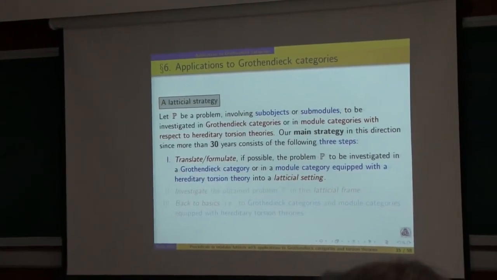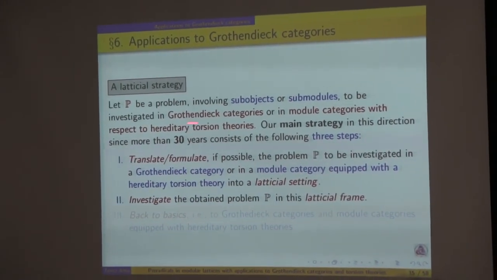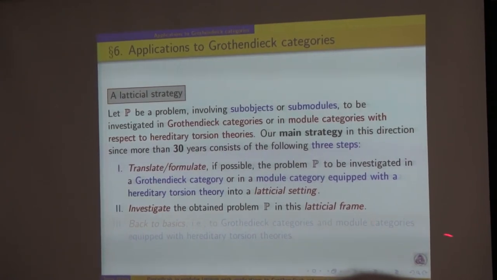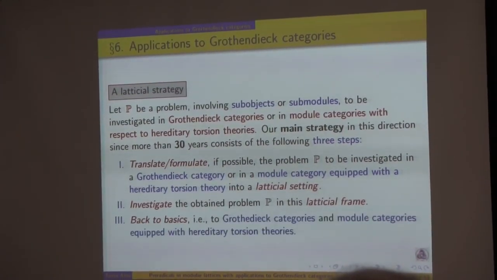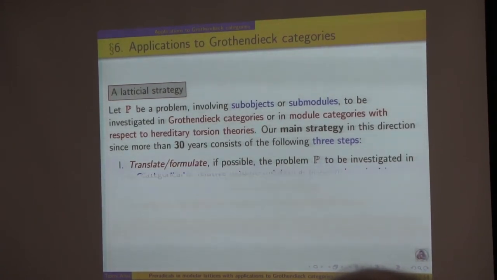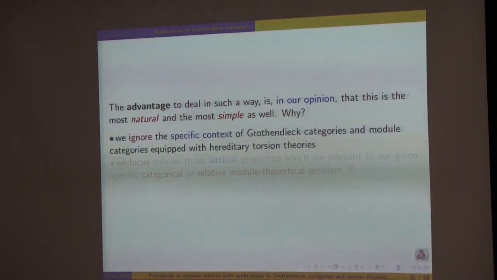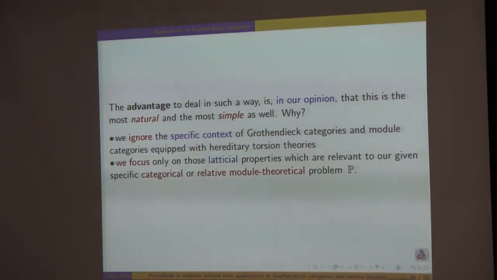Related to the Hopkins theory. So we have this problem, either the Grothendieck category or torsion. We translate this problem into a lattice. Now we forget about the Grothendieck category, torsion theory. We investigate this problem in the lattice. And then we go back to basics, so we come back to the Grothendieck category and torsion theory. What is the advantage of doing it that way? In my opinion, it is very natural and simple. We ignore the specific context of Grothendieck category, torsion theory, and we focus only on this lattice problem with upper continuous elements. In the Grothendieck category, you cannot work with elements.